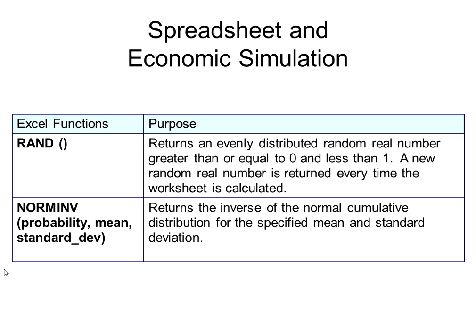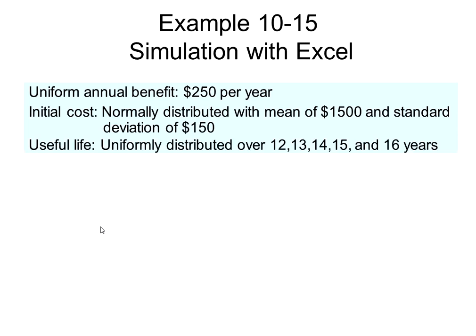So in Excel, for example, we have this RAND function, and the RAND function returns an evenly distributed random real number greater than or equal to 0 and less than 1. And a new real random number is returned every time the worksheet is calculated. And then for NORM.INV, it returns the inverse of the normal cumulative distribution for the specified mean and standard deviation. So these two functions are particularly helpful, and here's an example from 10.5 where you can use the Excel functions.